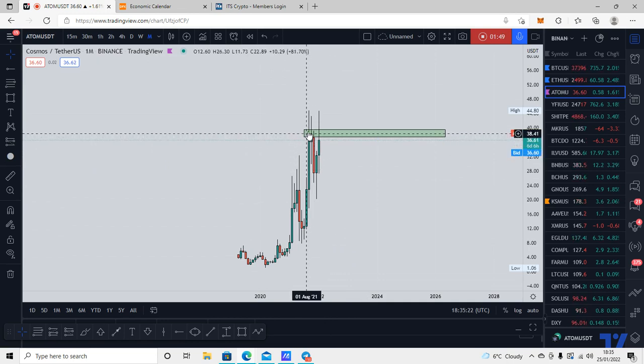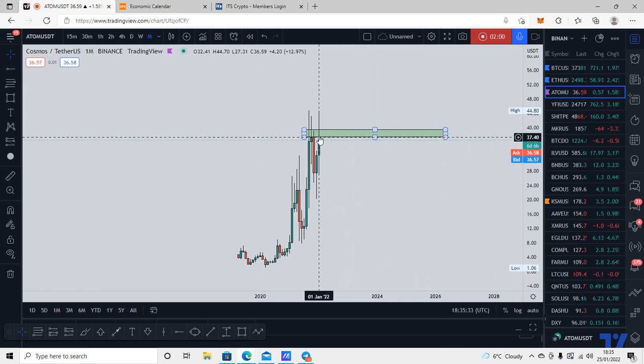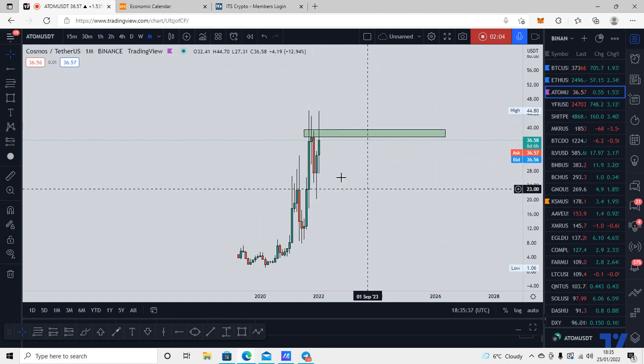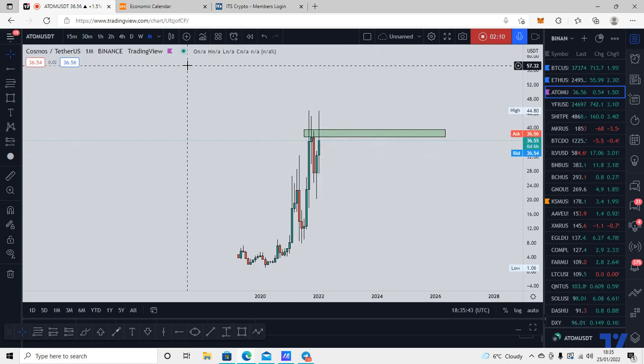Because you can clearly see strong rejection here, here, here, and once again with this current monthly candle, which still has 6 days left to close. Now, if this monthly candle closes bearish, we have a huge double top on Atom at all-time high prices. This level is an extremely strong level for sellers, and we can expect a reaction at this zone.